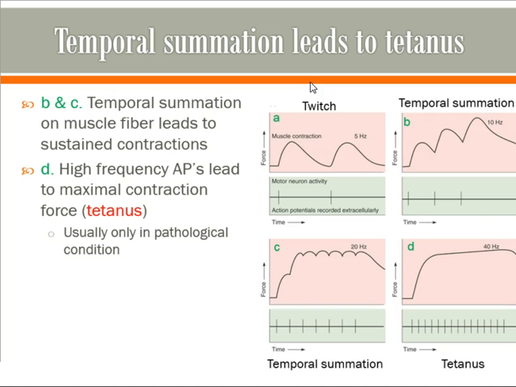That's what's being shown here. So again, this is the same picture from the last slide. That's an individual twitch. So one stimulation leads to a characteristic small amount of force generated, and then the muscle will relax in a pretty characteristic period of time. But if you start to stimulate more frequently, so you stimulate before the muscle cell completely relaxes, then what ends up happening is a kind of temporal summation.